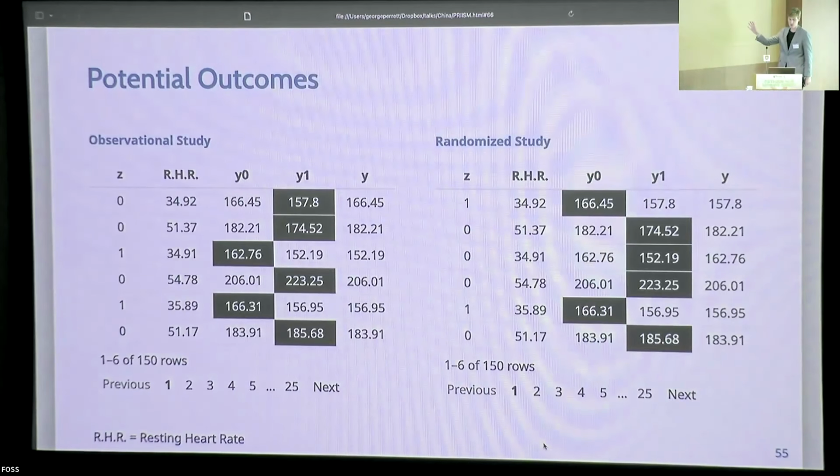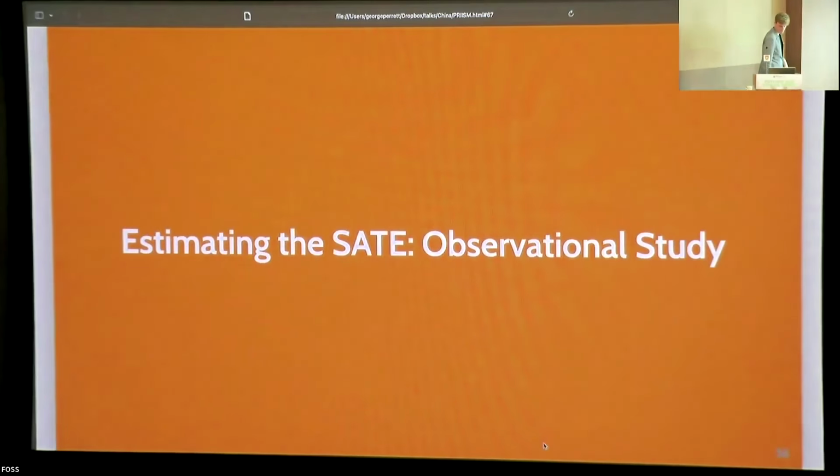Just as a proof of what I was talking about, notice that the Y0 and Y1 columns are exactly the same. The only thing that's different is the Z's and the Y's. Because Z is influencing which potential outcome we observe, that's why the Y is different. So that's why the SATEs are the same, and that's why the CATEs are the same. The only thing I've tweaked here is what's called the assignment mechanism. It's the process of assigning the shoes to folks. It was randomized before. It's no longer randomized. So let's estimate the SATE for our observational study.